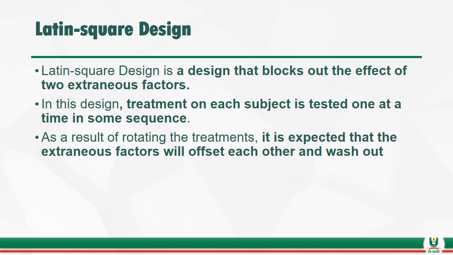Latin square design. Latin square design is a design that blocks out the effect of two extraneous factors or variables. In this design, treatment on one subject is tested one at a time in some sequence. As a result of rotating the treatment, it is expected that the extraneous variables or extraneous factors will offset each other.